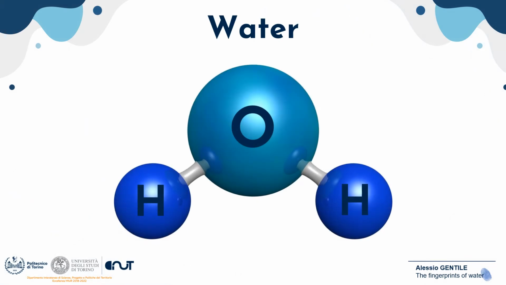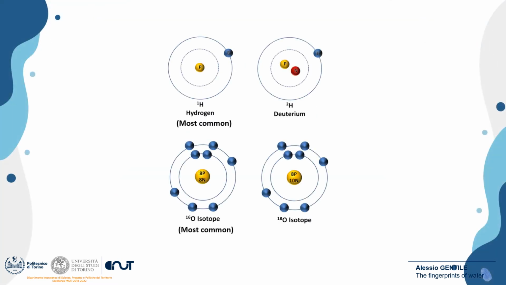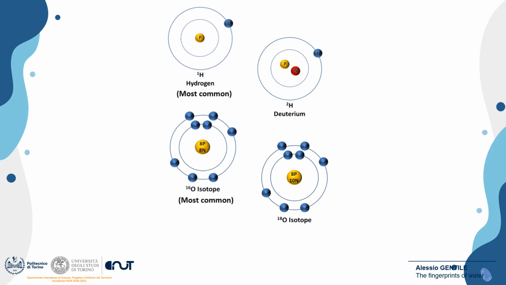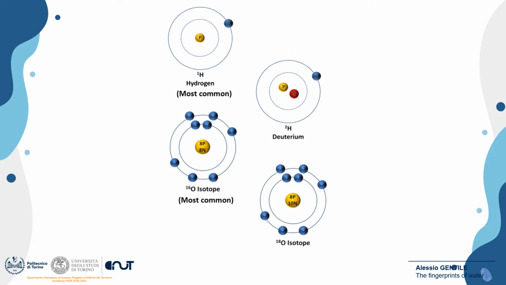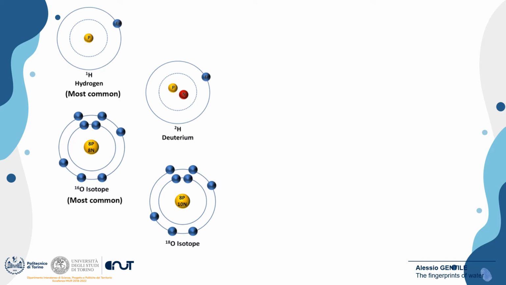We know that the water molecule is composed of 2 atoms of hydrogen and 1 atom of oxygen, but pay attention, these atoms are not all the same. In fact, we have some atoms like hydrogen or oxygen-16 that are lighter, and others like deuterium or oxygen-18 that are heavier. Now that you know this, I can introduce the definition of isotope.